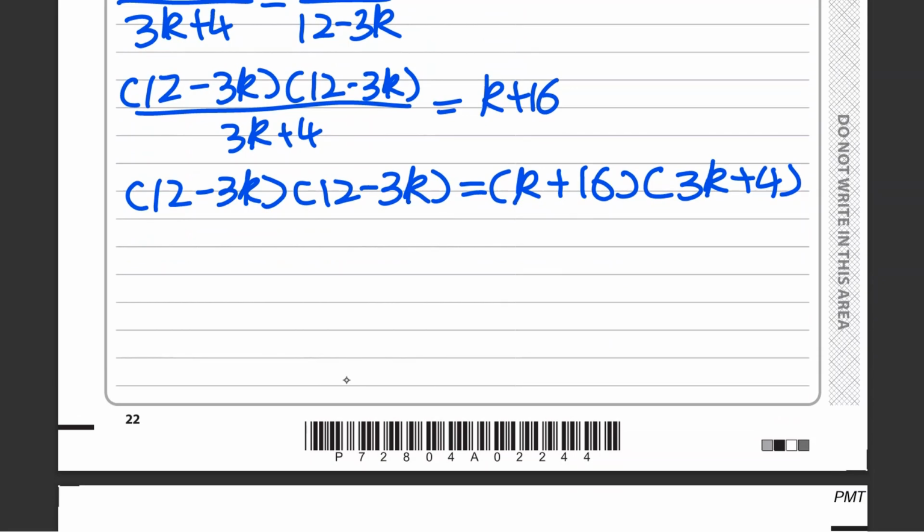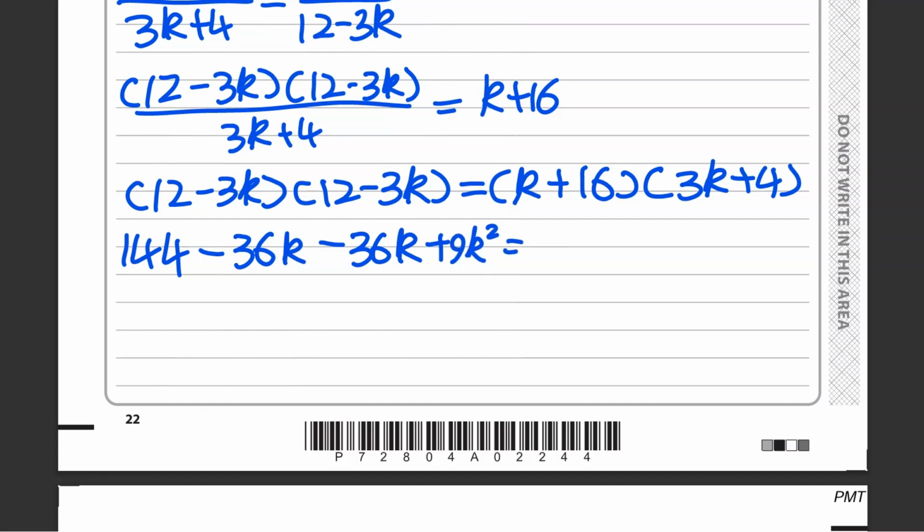Okay, so 12 times 12 is 144, and then minus 3k multiplied by 12 is minus 36k, and we have this again here, so it's going to be another minus 36k, and then minus 3k times minus 3k is going to be plus 9k squared, and then this is going to be equal to k times 3k, which is going to be 3k squared, and then 16 times 3k, which is going to be 48k, and then 4 times k, which is going to be 4k, and then 16 times 4, which is going to be 64. We can do some simplifying here.